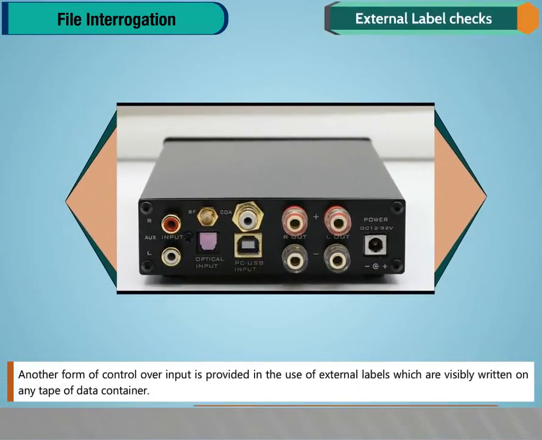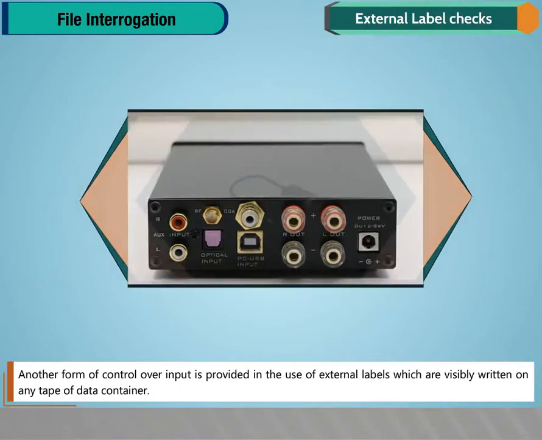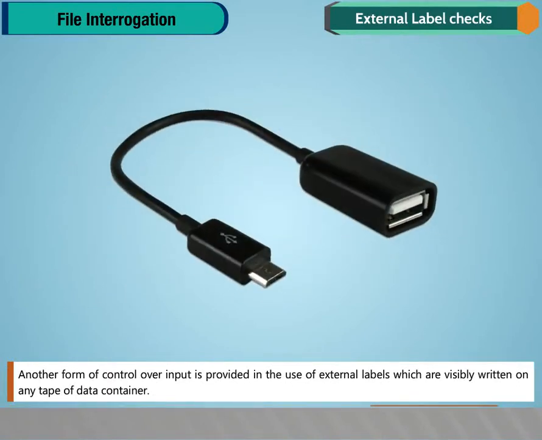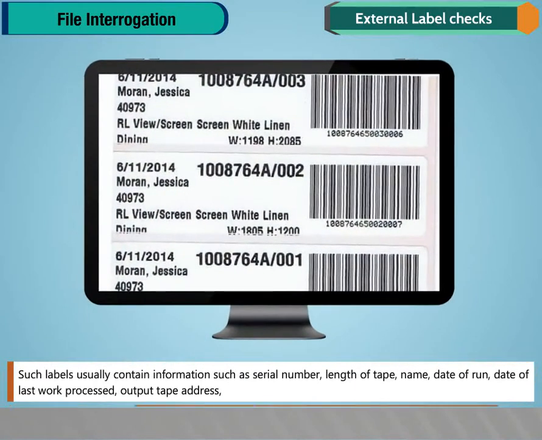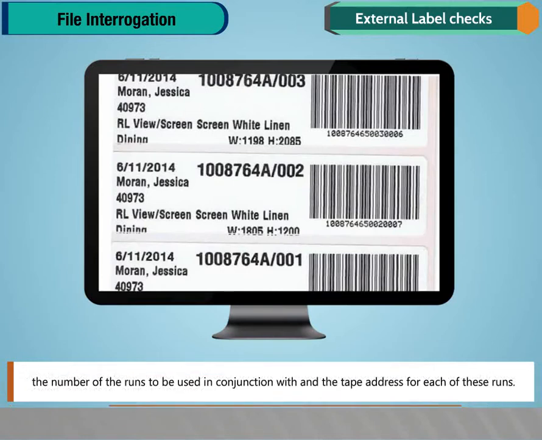Another form of control over input is provided in the use of external labels, which are visibly written on any tape or data container. Such labels usually contain information such as serial number, length of tape, name, date of run, date of last work processed, output tape address, the number of the runs to be used in conjunction with, and the tape address for each of these runs.